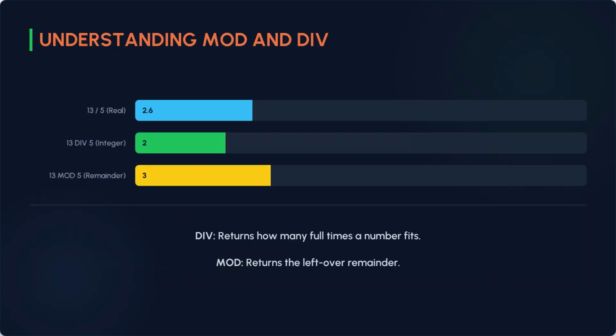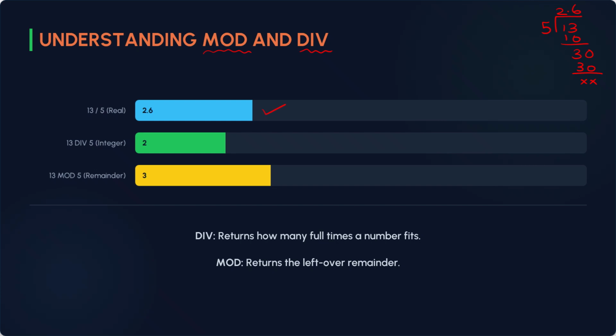The next arithmetic operators in fact are mod and div. Now to understand these two operators, we first divide 13 by 5. We know that after dividing 13 by 5, we will get a remainder, and if we keep it as a decimal value, it is equal to 2.6.